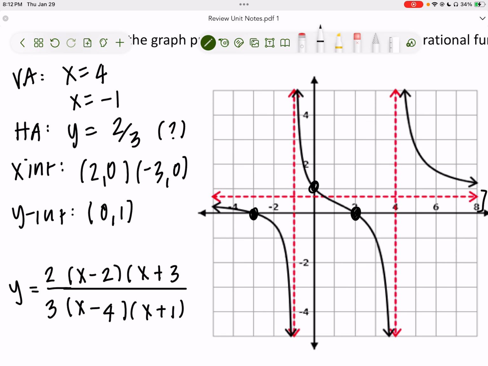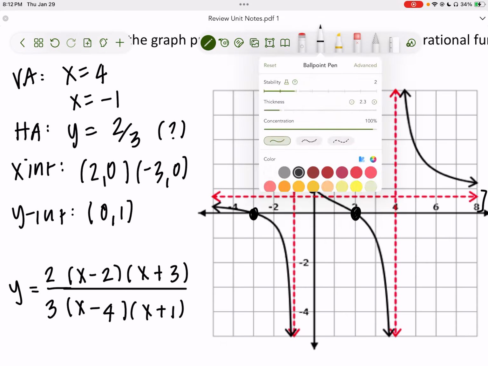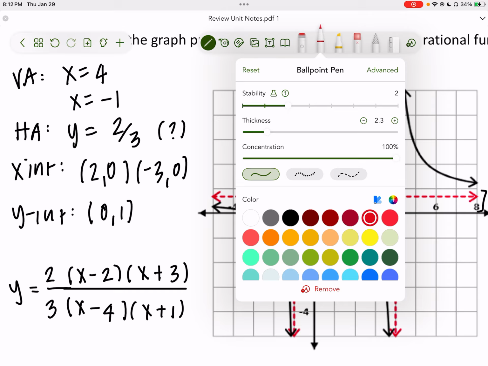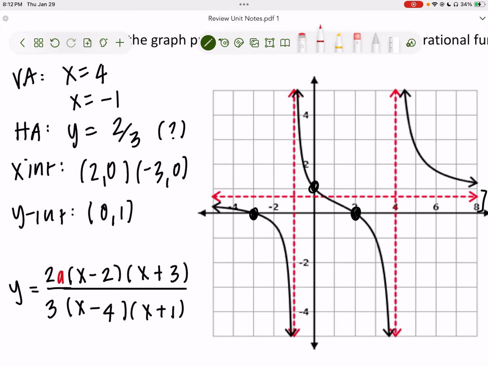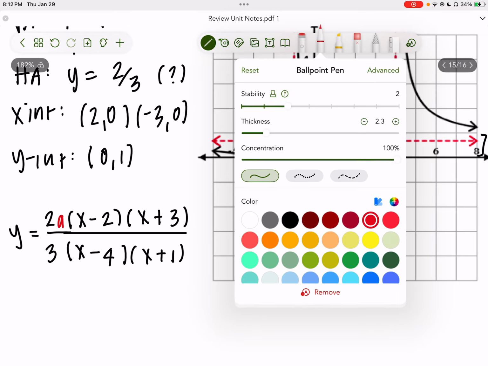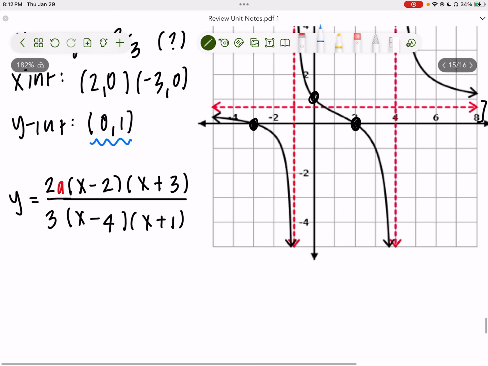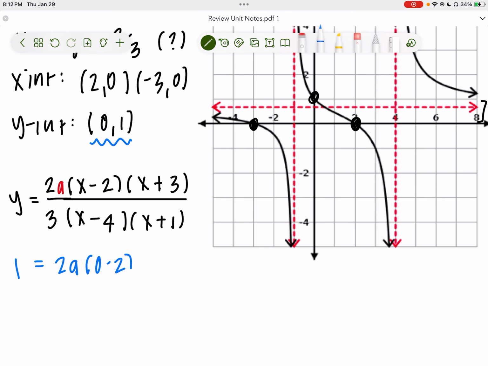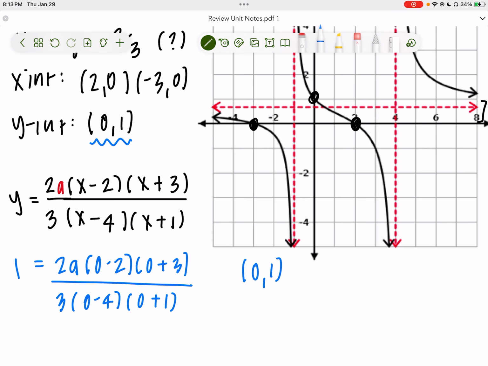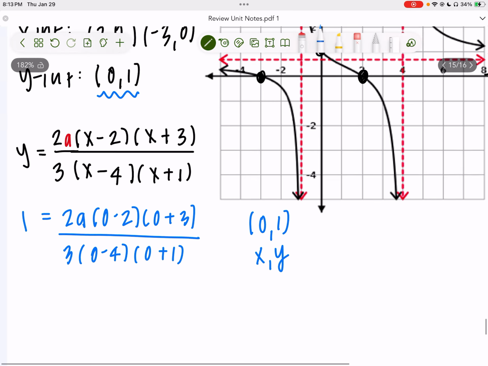If it's not zero, it means the powers match. So that makes sense to me, and that's where they're going to go. I'm also not 100% sure that I've got everything, so I'm going to put my A in there in case I haven't gotten it all. Now, the last thing I need to do is to confirm that my y-intercept is going to be 1. So this is where I plug in 1. I say 1 equals 2a times 0 minus 2, times 0 plus 3, all over 3 times 0 minus 4, times 0 plus 1, right? This is the coordinate 0, 1, and I'm plugging those in.